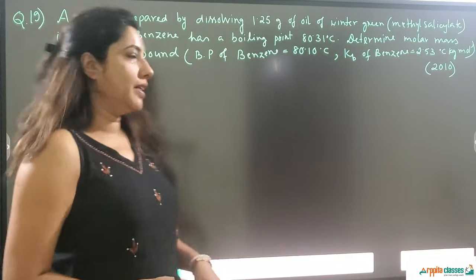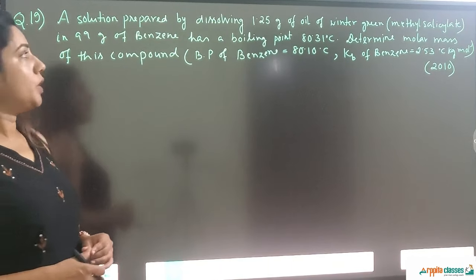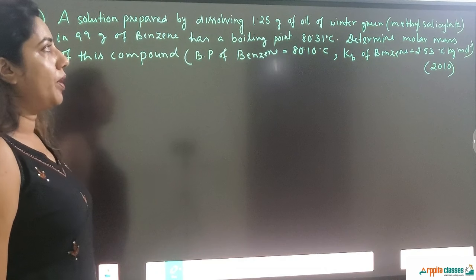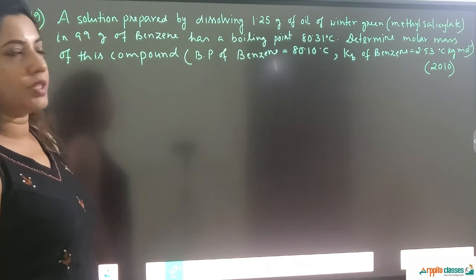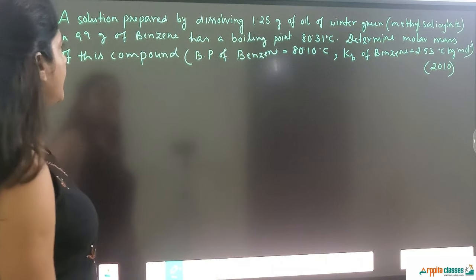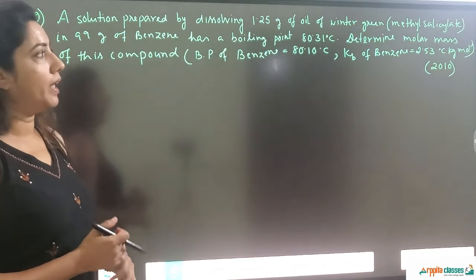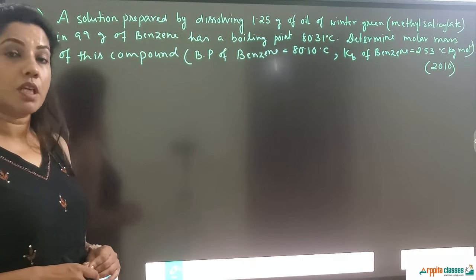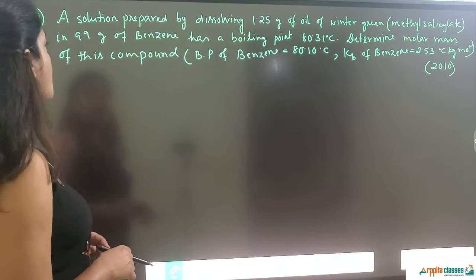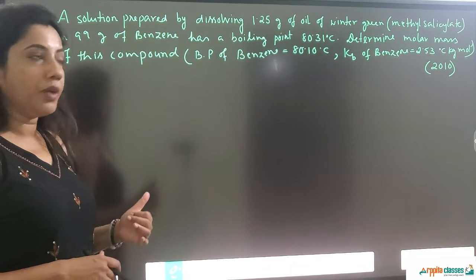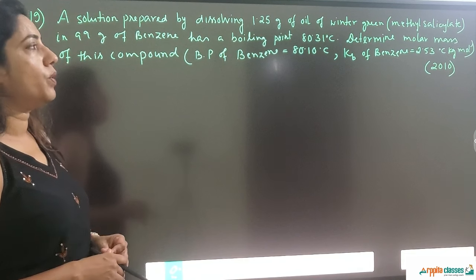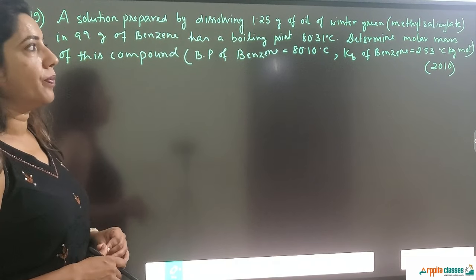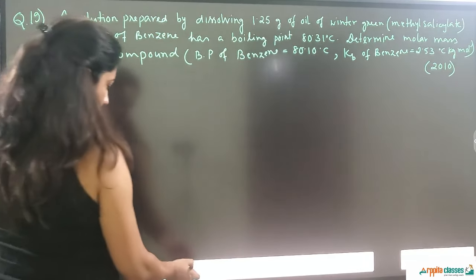We start with the 19th question now, which says a solution prepared by dissolving 1.25 gram of oil of wintergreen, which is methyl salicylate, in 99 gram of benzene has a boiling point of 80.31 degrees Celsius. This is the boiling point of the solution. Determine the molar mass of this compound, where the boiling point of benzene is 80.10 and Kb of benzene is given. The question came in 2010.